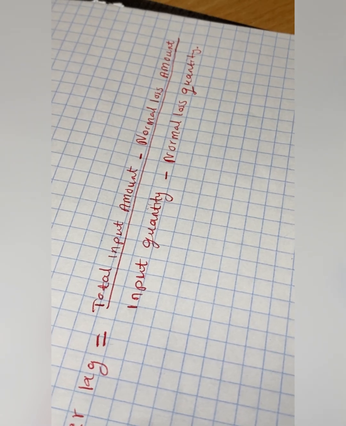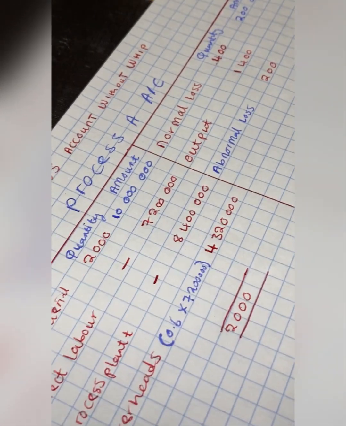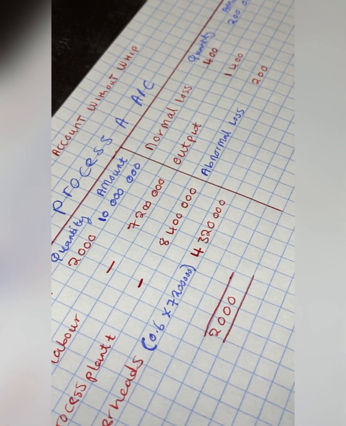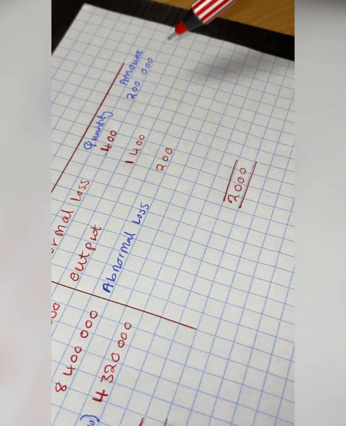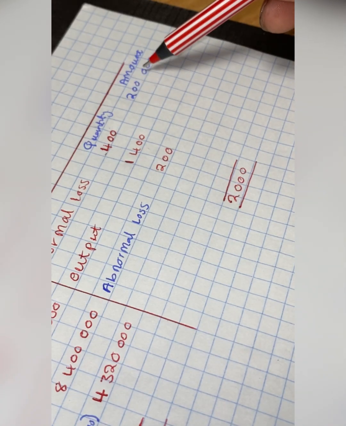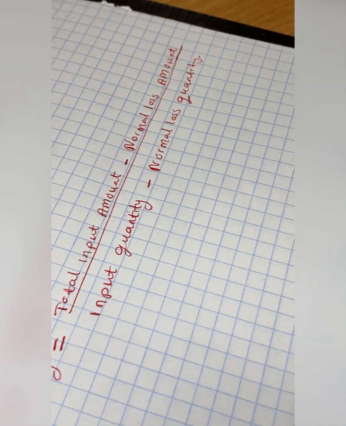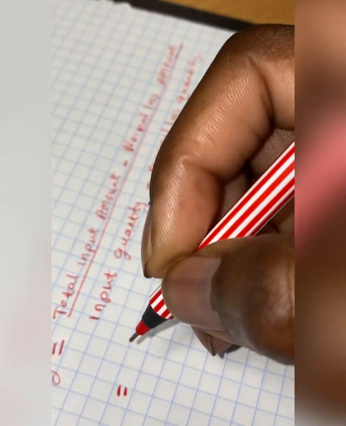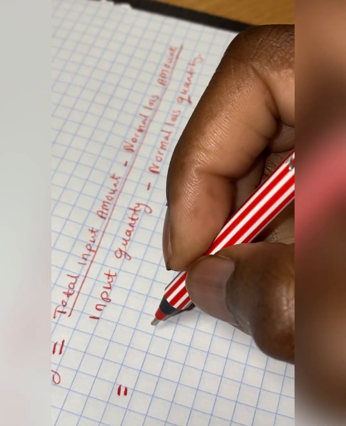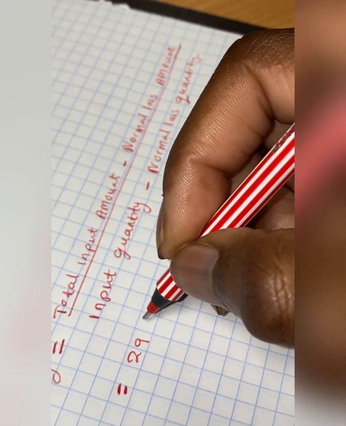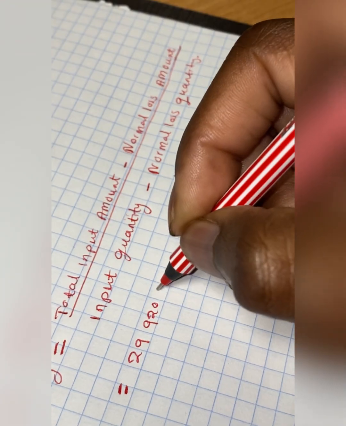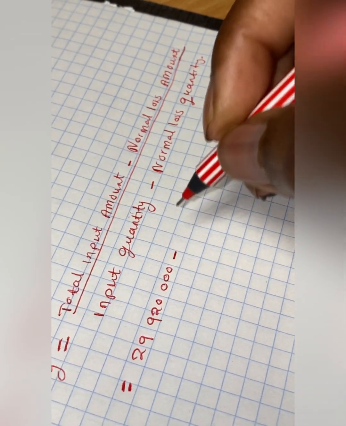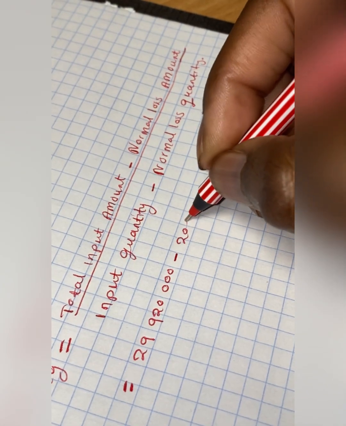Okay, so from the question, we can see the total input amount. We'll just find it by adding all these amounts. That's how we are going to find the total input amount. For the normal loss amount, we are just getting this 200,000 kwacha. So when I add the amounts on my debit side, it's giving me 29,920,000. So this is my total input amount, then minus my normal loss amount, which was 200,000 kwacha.